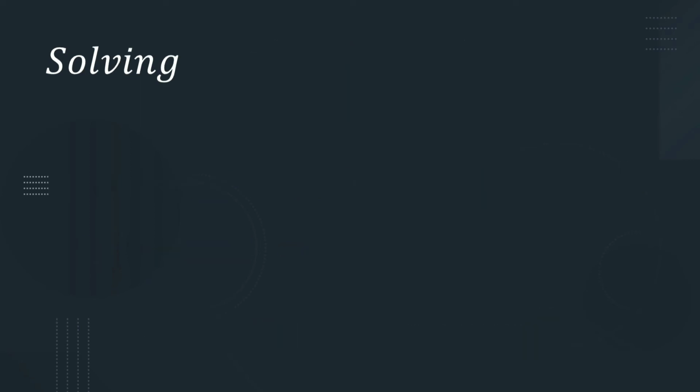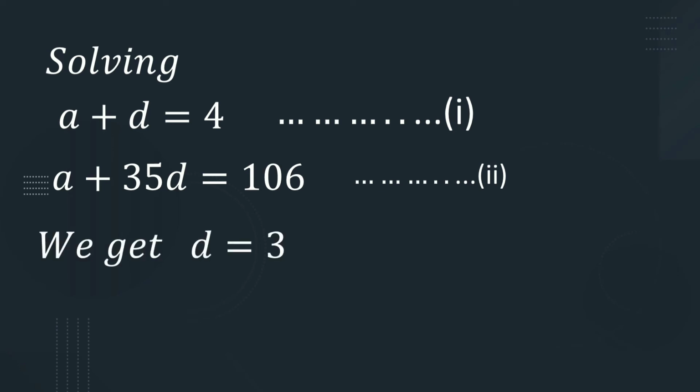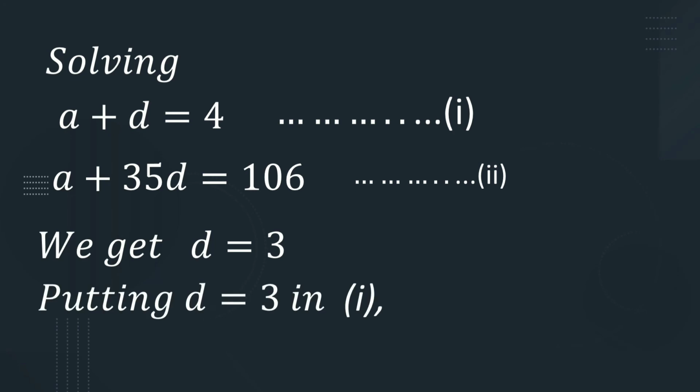Solving a plus d is equal to 4, the first equation, and a plus 35d is equal to 106, the second equation. When we solve, we get d as 3. You already know simultaneous linear equations, or a linear pair of equations. Very easy. Here 34d is equal to 102, so d is equal to 3. Putting d is equal to 3 in equation 1, we get a as 1. So the first term we got.